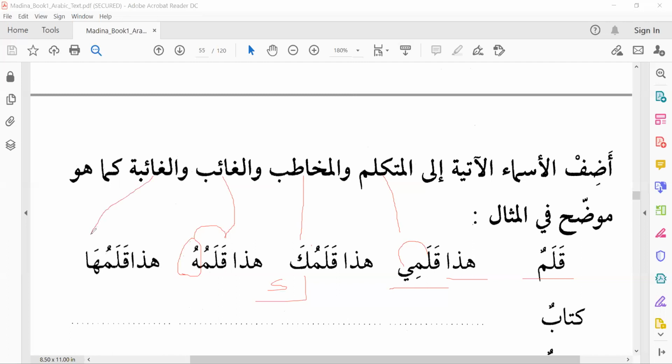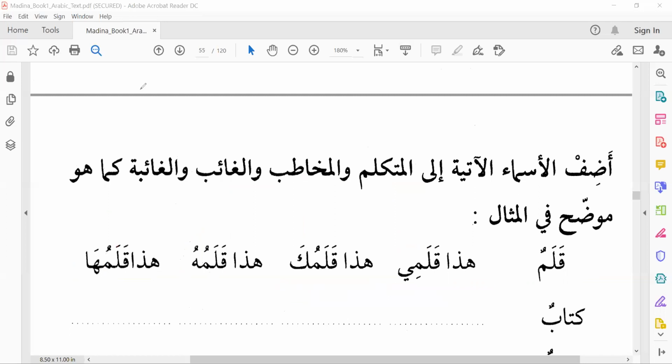Ghaibati means third person feminine. So in Arabic we will use ha. Hada qalamuha. This is her pen. Okay. So qalamun, pen. Hada qalami, this is my pen. Hada qalamuka, this is your pen. Hada qalamuhu, and this is his pen. Hada qalamuha, and this is her pen.